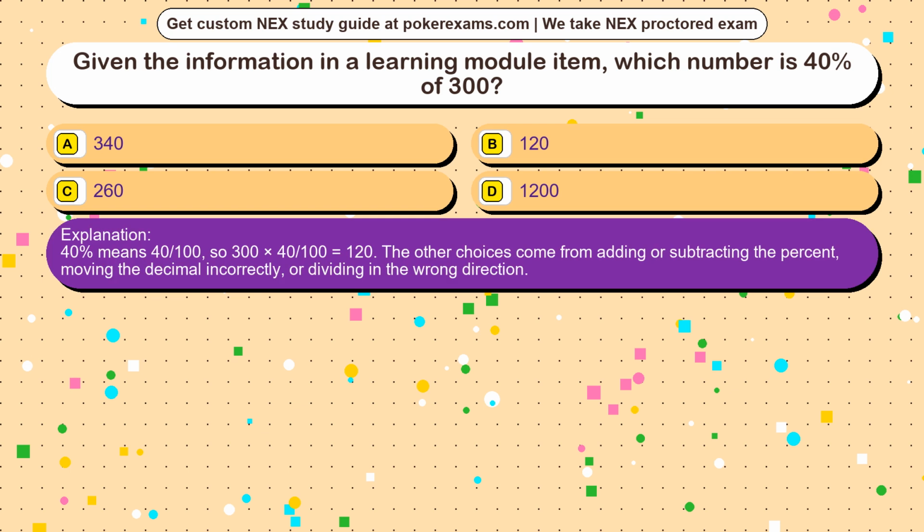40% means 40/100, so 300 times 40/100 equals 120. The other choices come from adding or subtracting the percent, moving the decimal incorrectly, or dividing in the wrong direction.